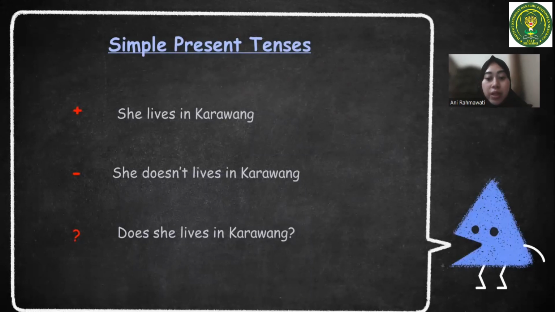So, in conclusion, the simple present tense is like this. That's for the positive sentence. Example, she lives in Karawang. To say no, she doesn't live in Karawang. If you ask a question, for example, does she live in Karawang? Now, this is the final conclusion of the simple present tense: positive sentence, negative sentence, and interrogative sentence.